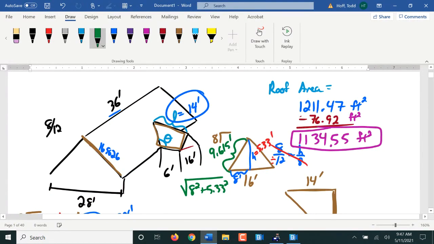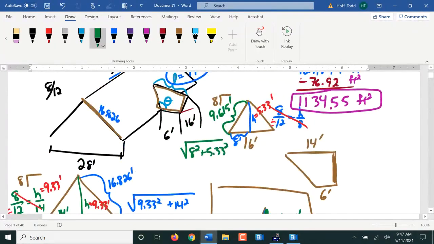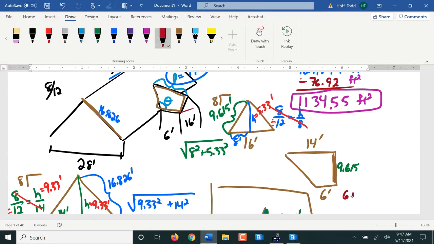Because the slopes are the same on these two roofs, the height of this piece that's cut out of the main roof for the dormer is the same as the slope, the common rafter on the dormer. So this is 9.615. So that area is going to be 6 plus 14 over 2 times 9.615. And of course times 2 because there's going to be 2 of those.